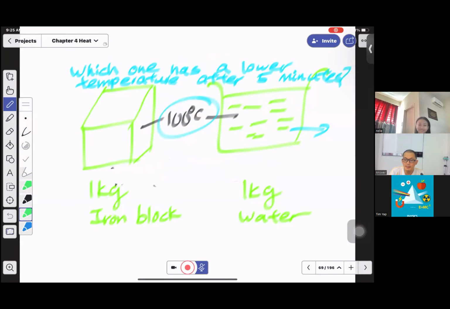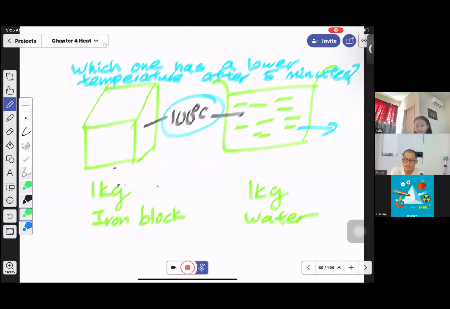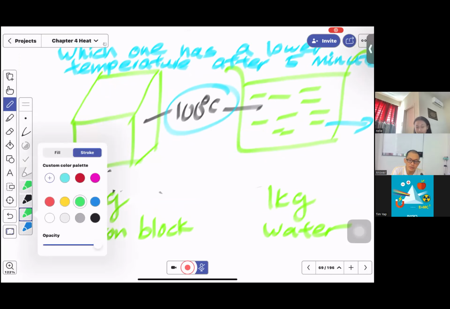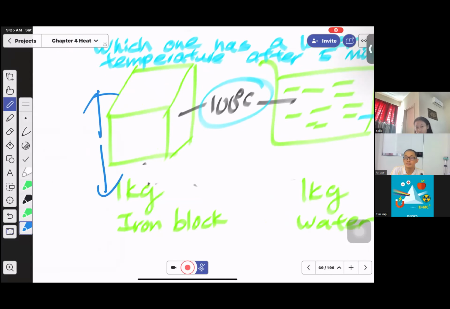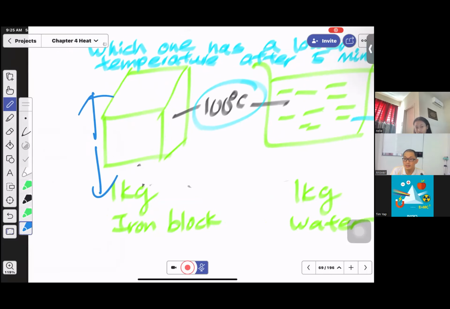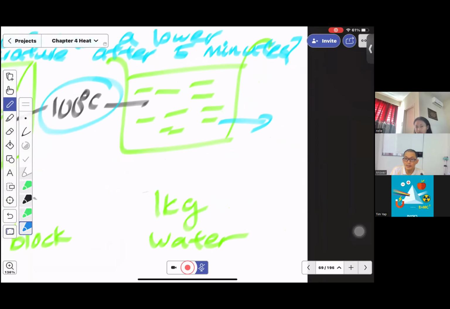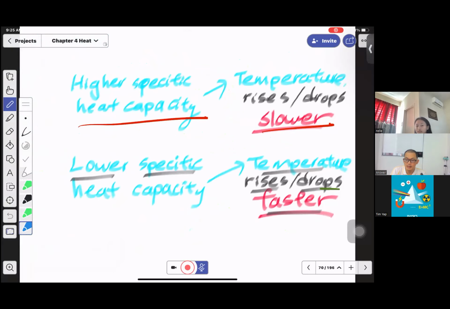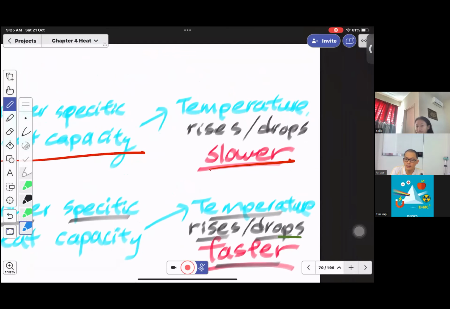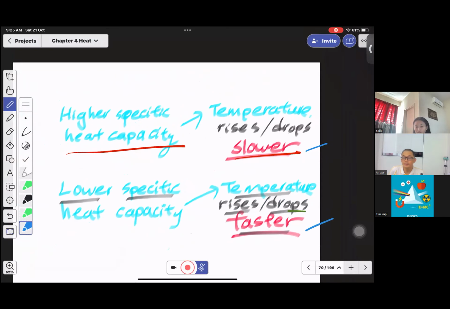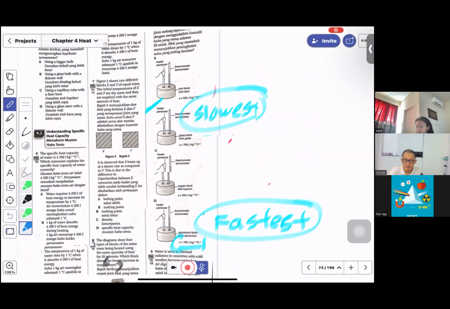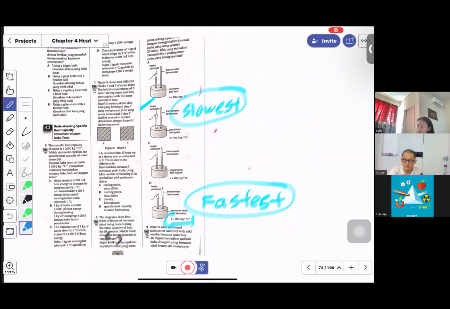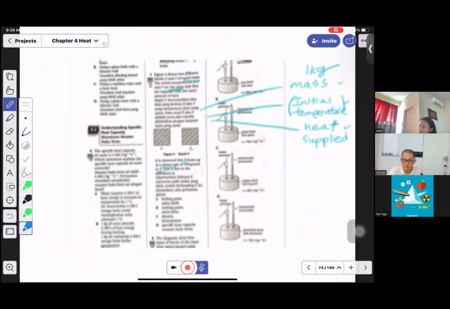If the substance has a smaller specific capacity, the temperature can rise faster. The temperature can also drop faster if the specific capacity is smaller. For a bigger capacity, the temperature rises slower and drops slower. Something like that. Okay, is that clear? Anna? Okay, let's look at one question.